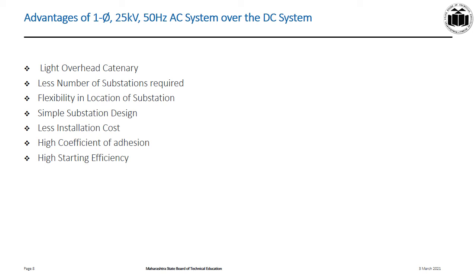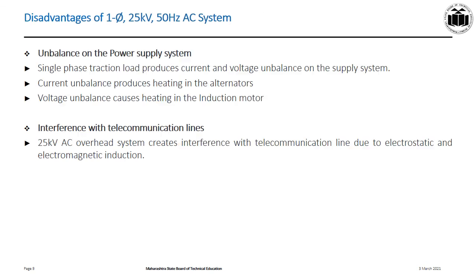High starting efficiency. AC locomotive has higher starting efficiency than DC locomotive. On the other hand, single phase 25 kV 50 Hz AC system is having two main disadvantages, that is unbalance on the power supply system and interference with the telecommunication line.